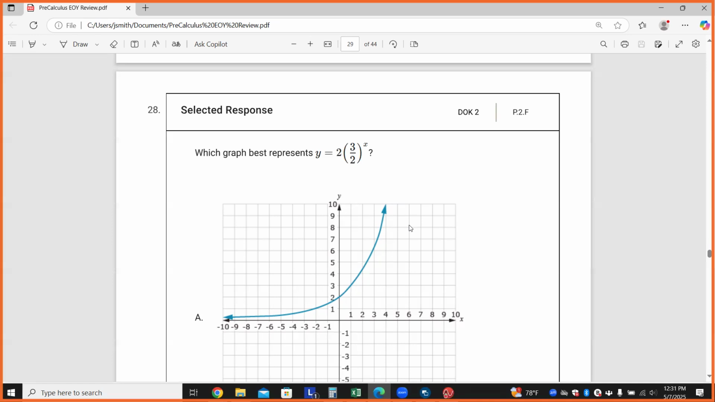Because once y'all start the test and you ask me what button do I hit on the calculator, my response to you will be, I'm sorry, but I cannot help you with that. Gotcha. Perfect. Thank you. Where's my calculator?